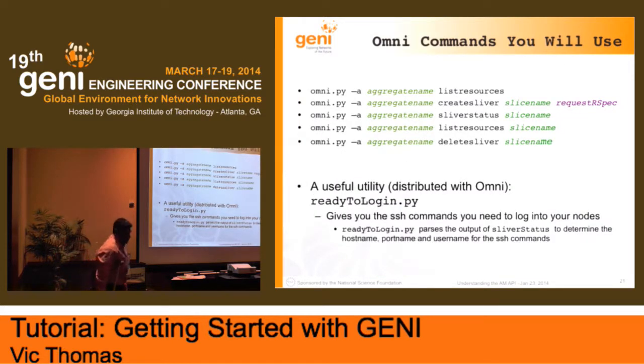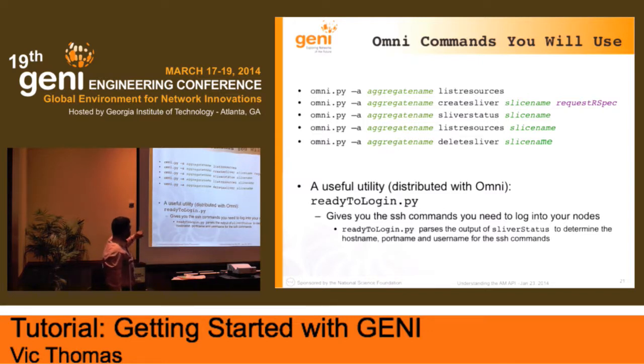So this slide is slightly updated. You don't type .py. You just type Omni -a, the name of the aggregate you want to talk to, and the command. Okay. So do not type the .py, because everybody here is using a binary version of Omni, not the Python, unless you're running Linux. If you're running Linux, you might be using the Python scripts, but everybody else is using binaries, so you don't have the .py.